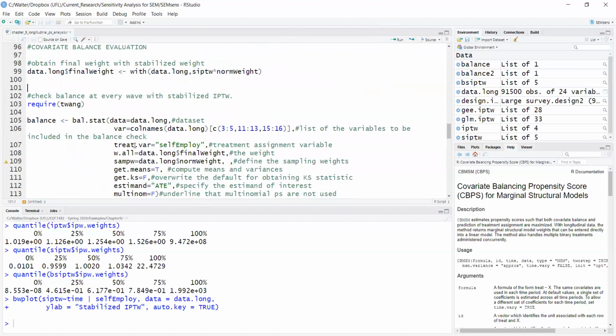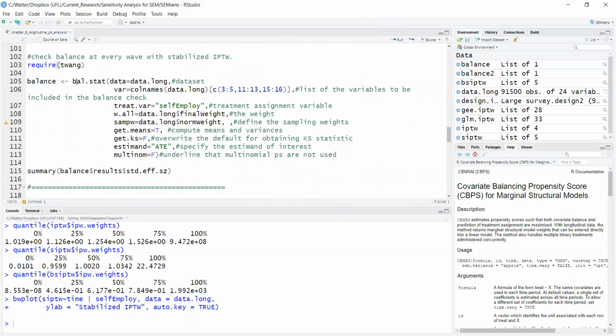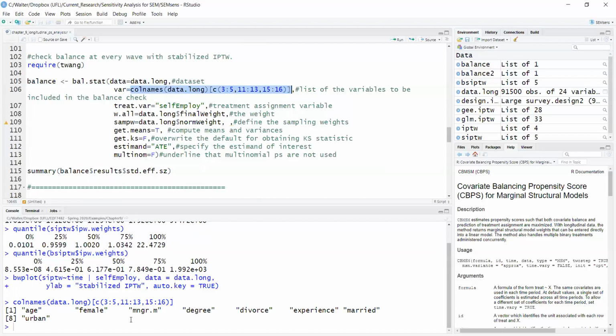To evaluate covariate balance, I am using the twang package and the function bal.stat within the twang package, which gives me a covariate balance table. I'm declaring here my data and the names of the covariates that I'm evaluating balance for. These are the variables, my final weight, the sampling weight, and I am looking at standardized effect sizes.